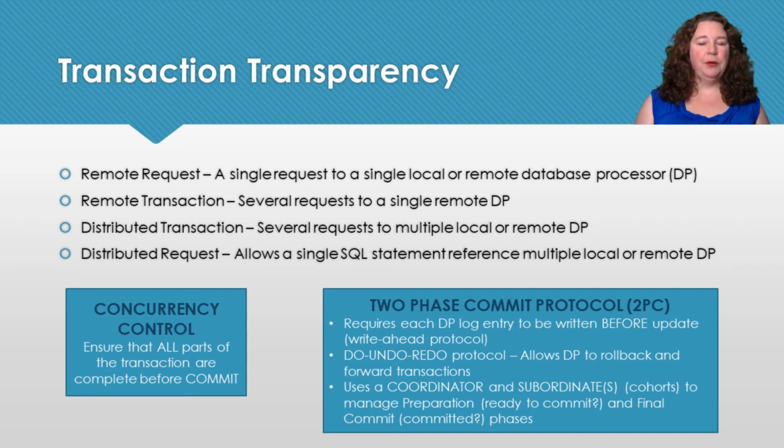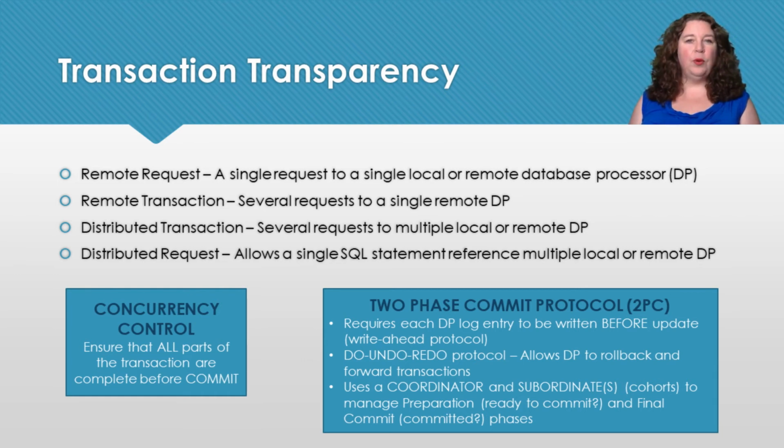Distributed versions of both requests and transactions are either a single statement or a transaction going to multiple locations, multiple data processors. So we can have the option of sending a request that involves 2 different data processors in the same request. If I have a simple SQL statement, but it needs 2 tables, and both of those tables are in 2 different locations, I would need to do a distributed request. If I had a transaction that had requests that went to 2 different locations, that would be a distributed transaction.